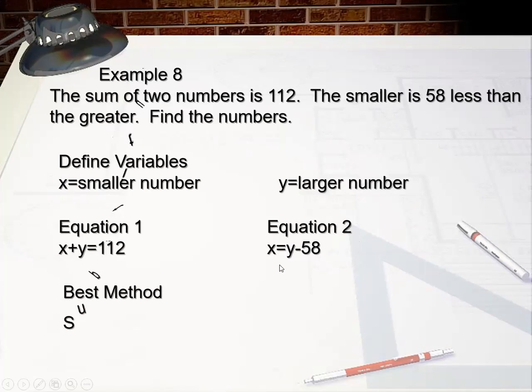All right, you could go straight into the calculator or substitution for this. All right, and we end up with the smaller number being 27 and the larger number being 85.